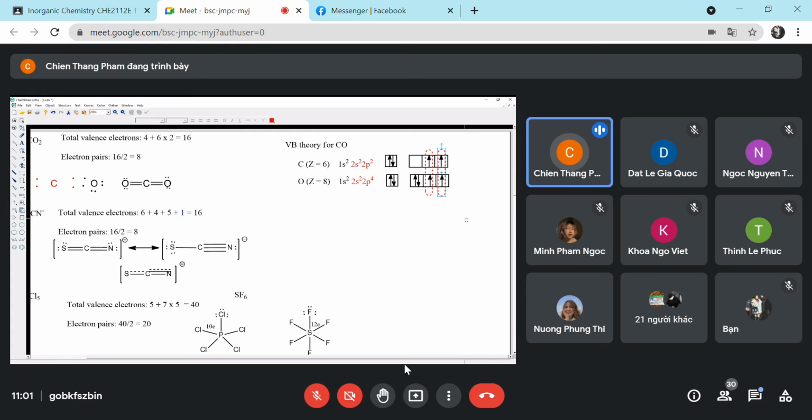Okay, so now only six: 1, 2, 3, 4, 5, 6. Because now they overlap each other, this one can count for the carbon. And now how many electrons does oxygen have? How many electrons are in the valence shell of oxygen now?